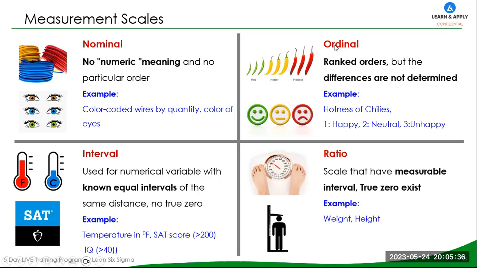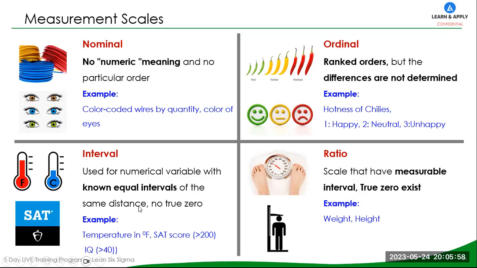Whereas ordinal data has an order in the data, as the name indicates. Just remember the words: nominal means there is no numeric meaning; ordinal means there is order in the data. Like chilies: hot, hotter, hottest; or happy, neutral, unhappy. So there is some order.